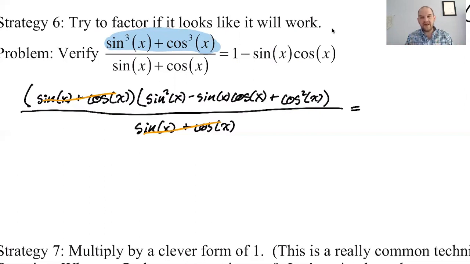If you can't remember that, now cheat and look at the other side, right? So I see a sine squared plus a cosine squared. That's a 1. Well, there's already a 1 there. The only other thing that's there is this, minus sine cosine. So I would, at this point, just put in minus sine cosine because it needs to be there.